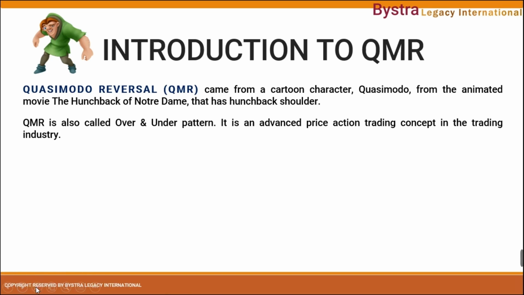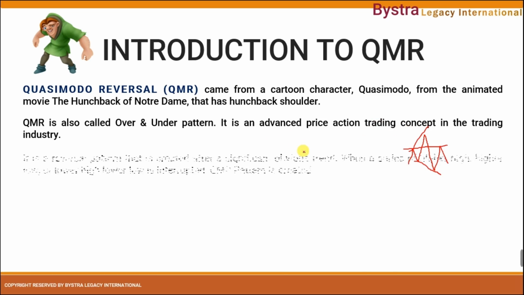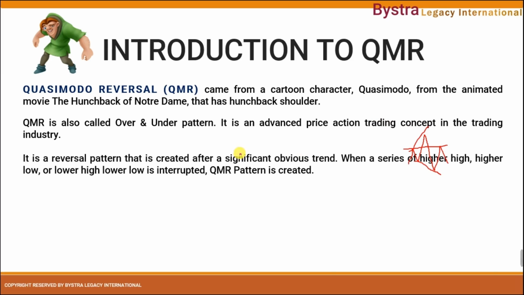So let me show you this. What is meant by over and under pattern? So we have the high, like this. So the over and under, this is how the pattern looks for Quasimodo. This is the over, and this is the under. It is an advanced price action trading concept in the trading industry. It is a reversal pattern that is created after a significant obvious trend.